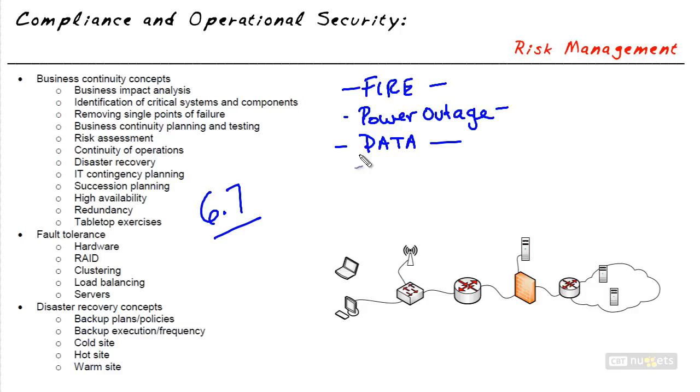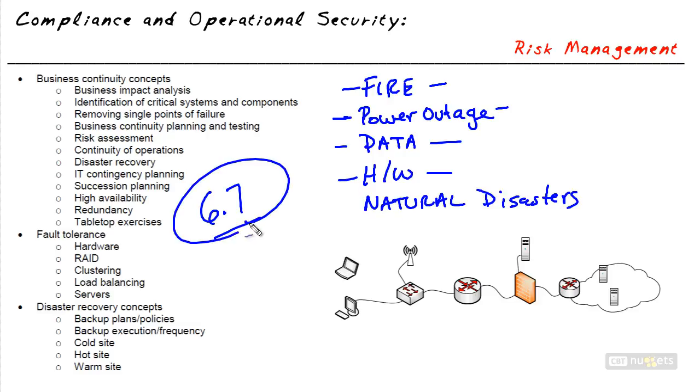So maybe, for example, we're connected to a service provider for internet connectivity for our customers to be able to access and interact with us, and for whatever reason that's disrupted. We could have hardware failures. And as I mentioned, we also could have natural disasters, such as the earthquake, or hurricanes, or floods, or tornadoes.